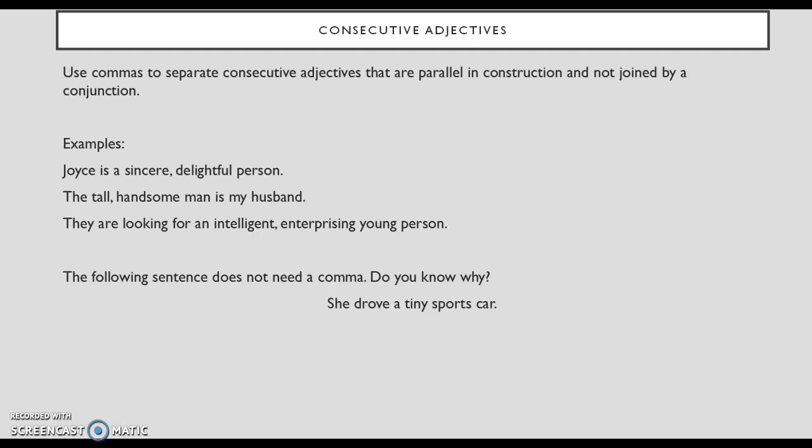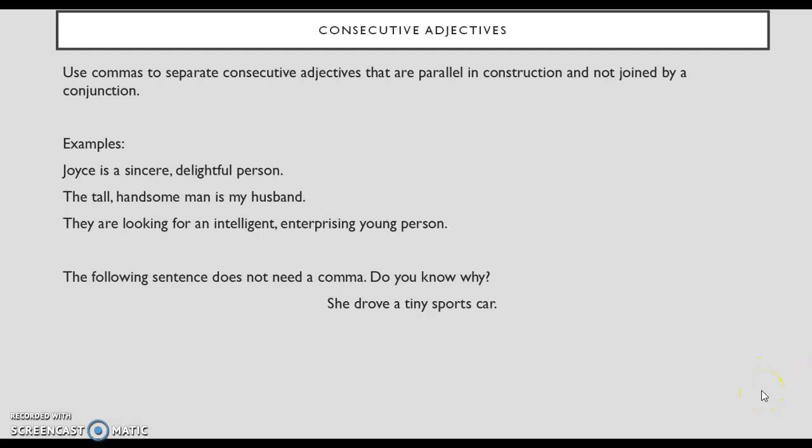The tall, handsome man is my husband. Tall and handsome are adjectives, and they are separated by a comma. They are looking for an intelligent, enterprising young person. Again, they are two adjectives put together, separated by a comma.